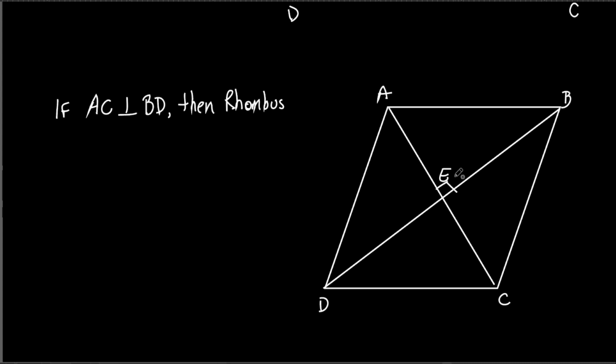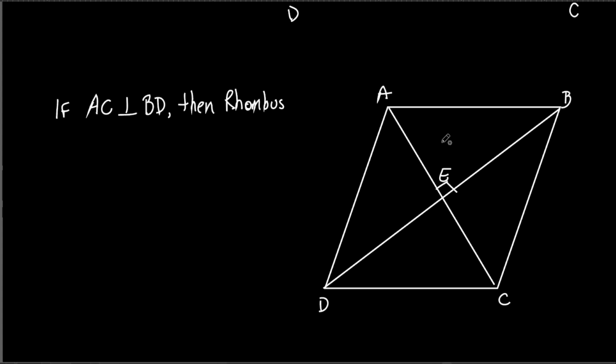So that means they're perpendicular. If they're perpendicular, what does that mean about this whole thing then? Then it's a rhombus. You see the difference? Because again, before, the old theorem said, if it's a rhombus, then the diagonals are perpendicular. This one says, if the diagonals are perpendicular, then it's a rhombus.